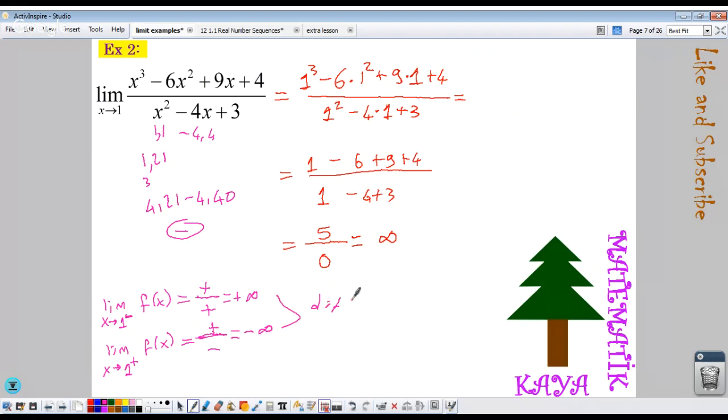Since these are different, there is no result for this one. Sometimes when you do this checking from right and left, you get plus infinite from the first, plus infinite from the second, so you can say that the final result is plus infinite. Or sometimes you get minus infinite in here, minus infinite in here, so you can say that yes, there is a result, minus infinite. But right now, since they are different from left and right, you say that for this example, there is no result.